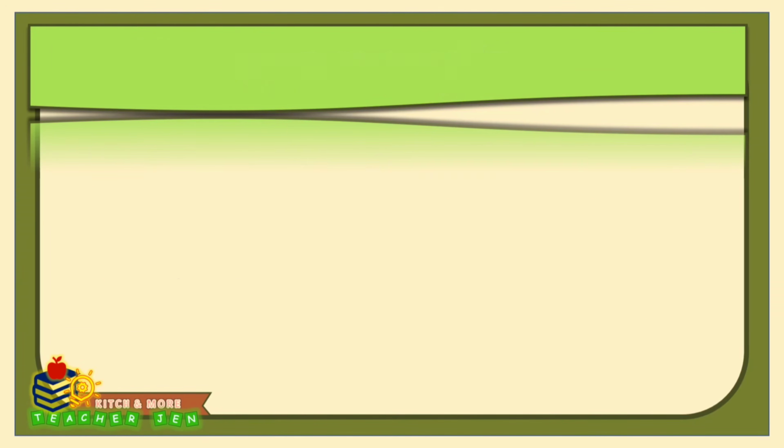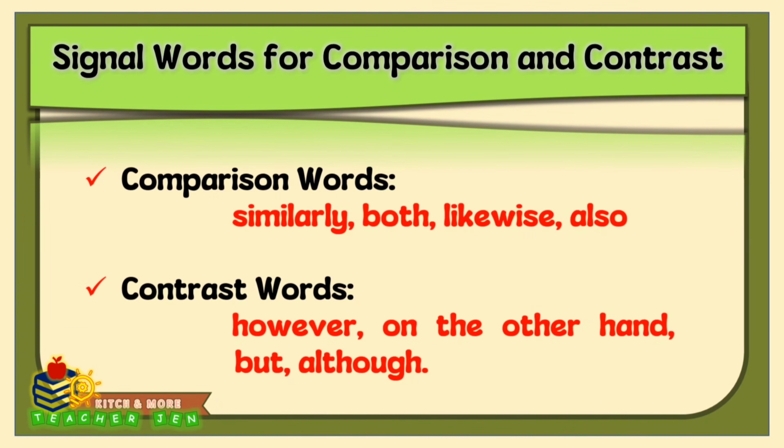As we have previously learned, we use appropriate signal words to show comparison and contrast. And here are just a few of them. For comparison, we use the following words: similarly, both, likewise, and also. Then for contrast, we use the following words: however, on the other hand, but, and although. So these are just a few of the many words that we can use to show comparison and contrast. And the next time that you write your own comparison and contrast essay, you can use them.